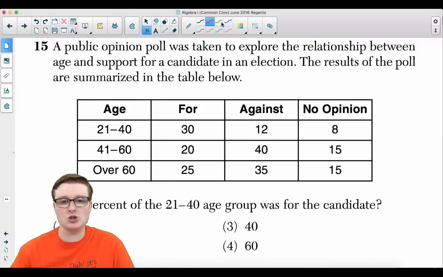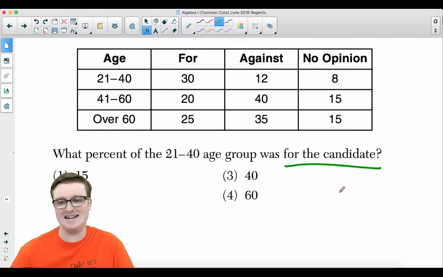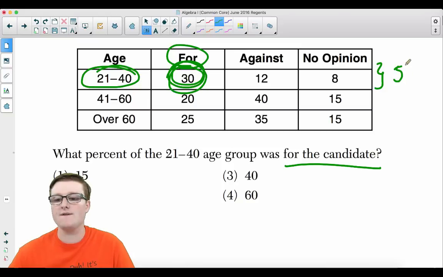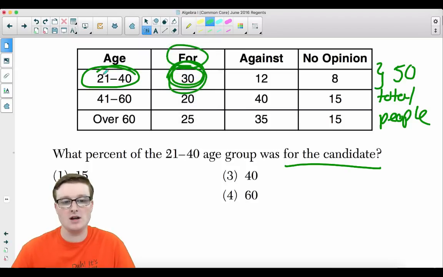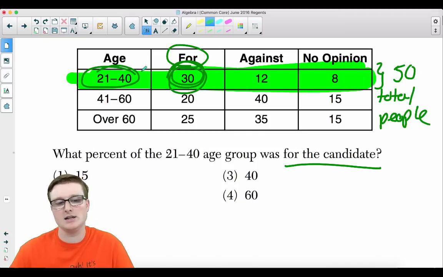What percent of the 24 to 40 age group was for the candidate? Okay, so 24 to 40 age group for the candidate, that is 30 people. Now, there are 50 total people in this age group that were surveyed. So all of these people in the 21 to 40 age group sums to 50 people.